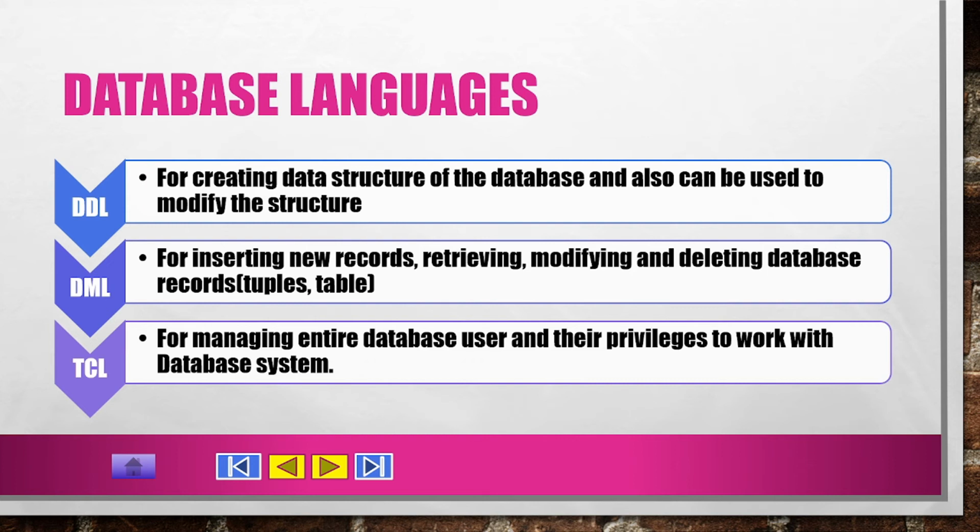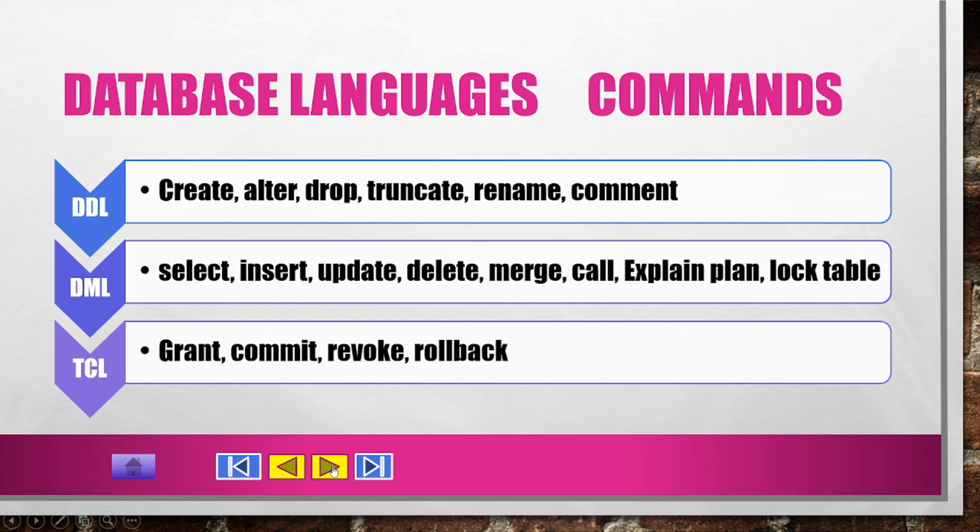Next one is that is called TCL. TCL basically stands for transaction control language, that is used for managing the entire database users and their privileges to work with the database system. Next, we are going to understand the common commands related to the database languages. Here we have three different types of database languages, that is DDL, that is used to create data structure, that has commands like create, alter, drop, truncate, rename and comment. These commands are basically designed to manage the data structure of the database.